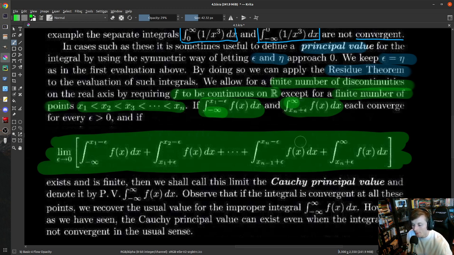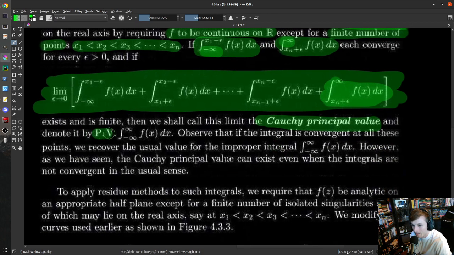And notice all these other pieces will need to exist as epsilon goes to 0. This whole limit will need to exist, right? But these two pieces here, we have to jointly specify beforehand, just like we did up here, that they exist for this thing to even make sense to take a limit of. So that's a prerequisite. If those things exist, then we can form this. We could take a limit, and if that exists, then we call it the Cauchy principal value, and denote it by PV of the integral.